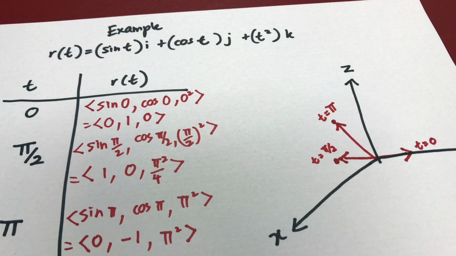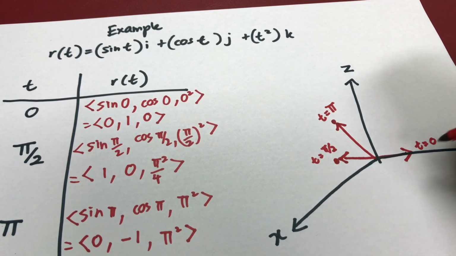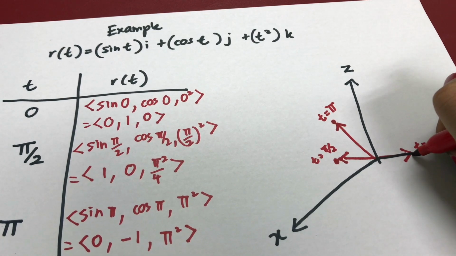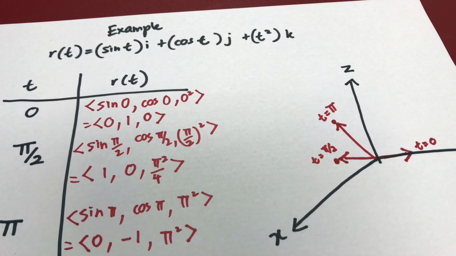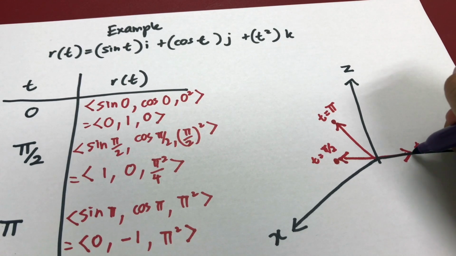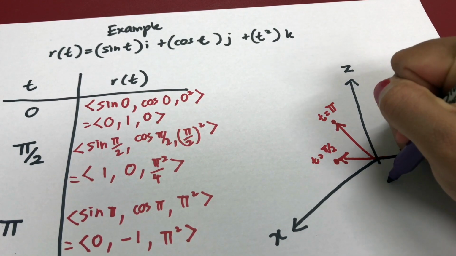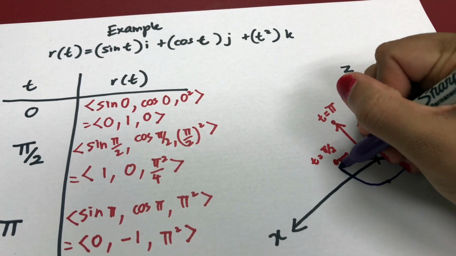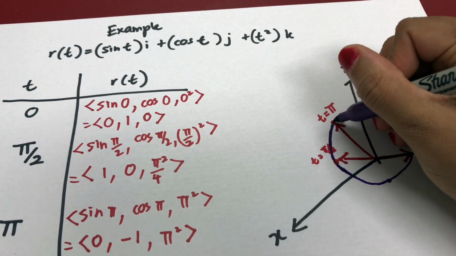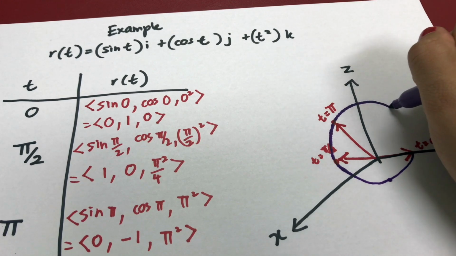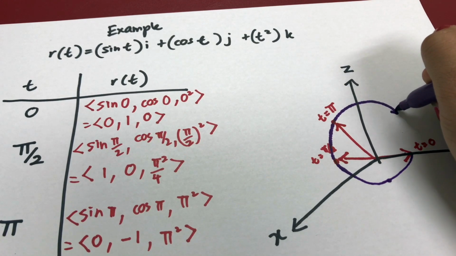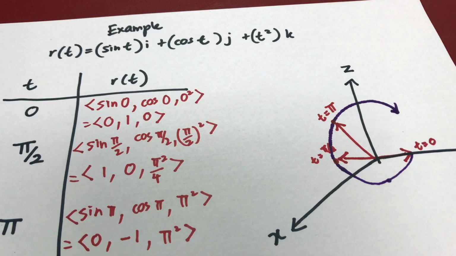Let's keep track of the endpoints. So if you plot many endpoints, it might look something like a helix here, because it starts from the 0 and pi over 2 and then pi in this direction. So this is all for now.